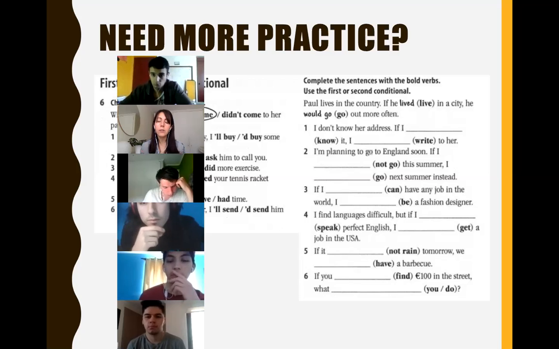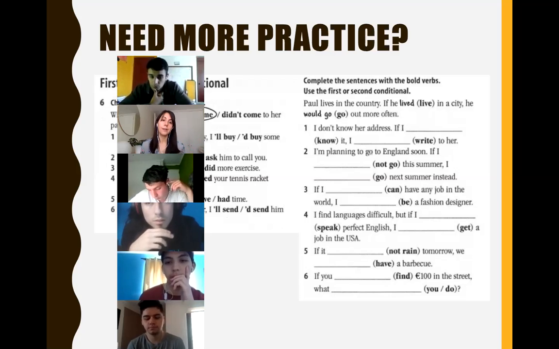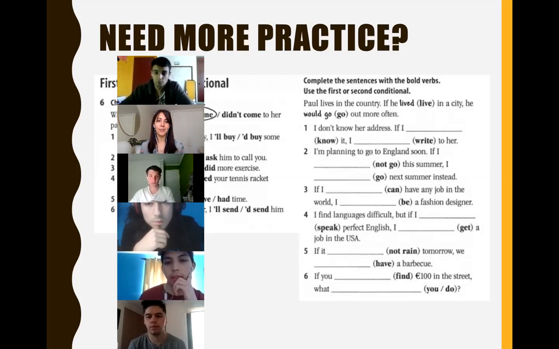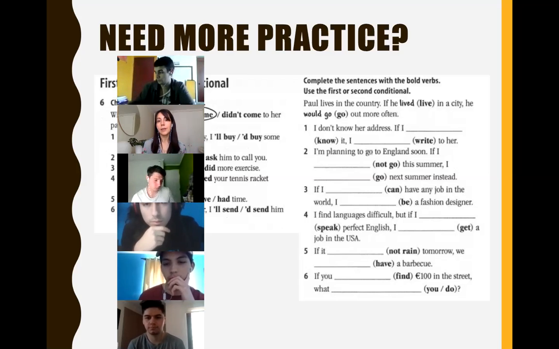He said, well, I don't know her address. Why do you think I am asking about her? What would be an unlikely situation? If I knew, very good. If I knew it, I would write to her. You see? Yeah, Matthias, I will accept the first conditional. Yeah, because we can give an explanation.